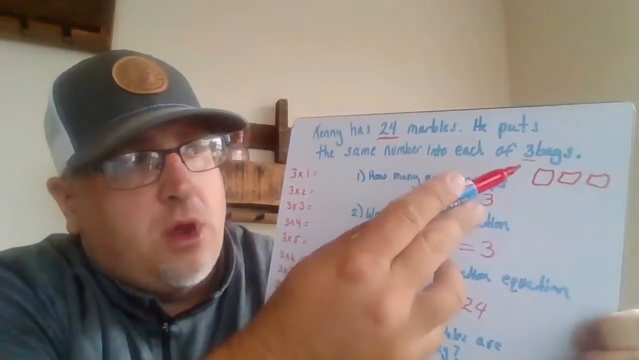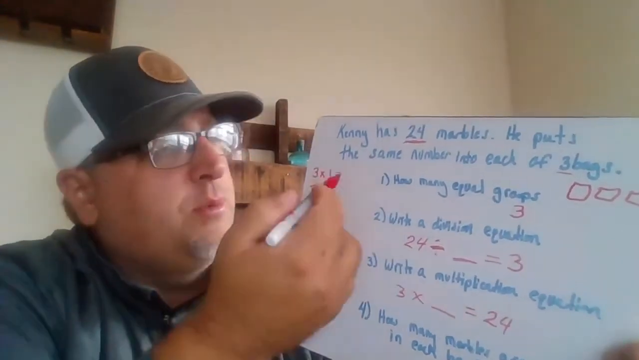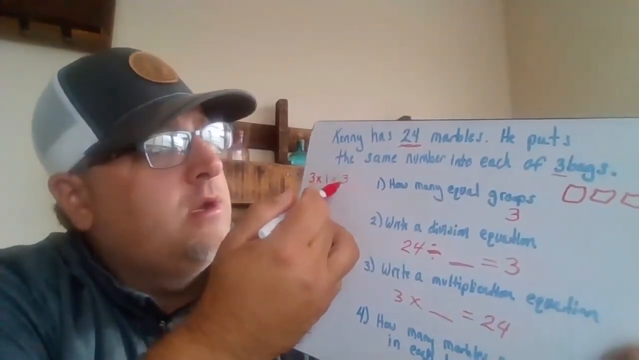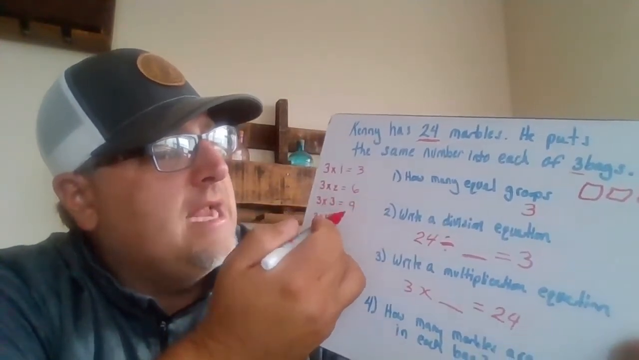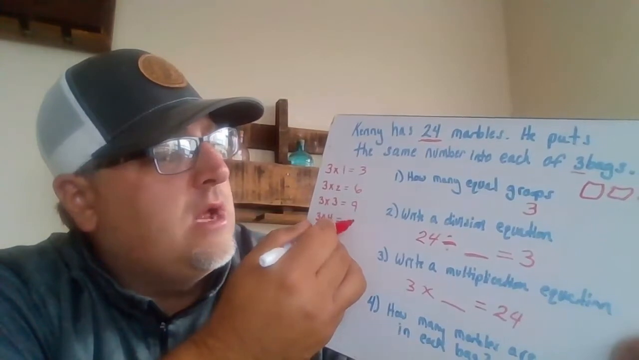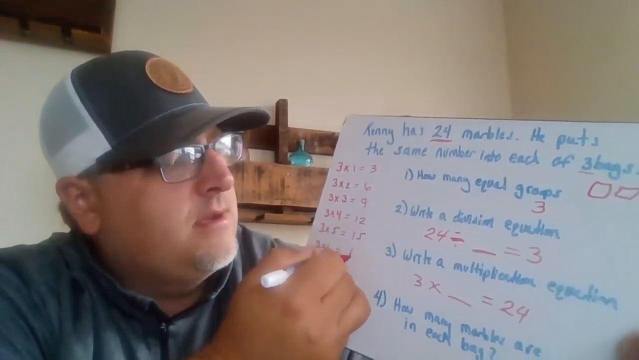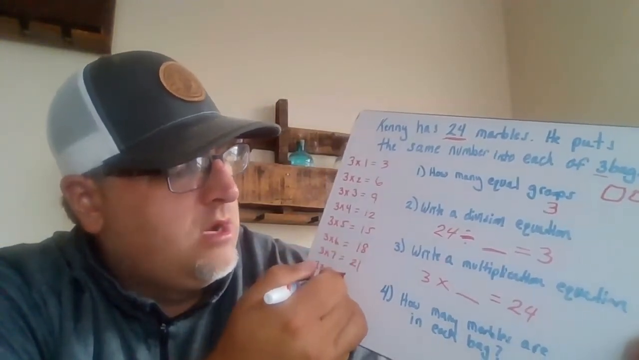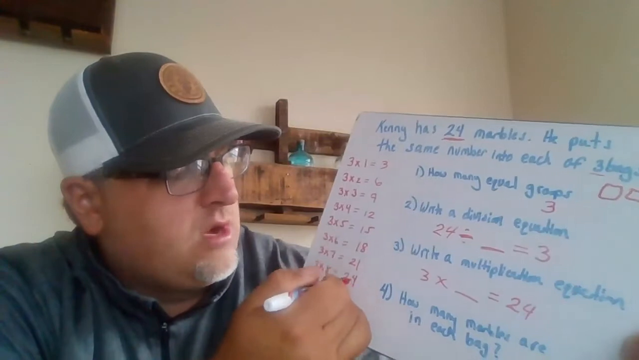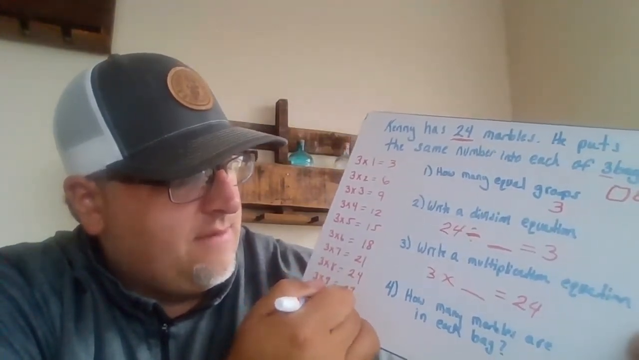We know our 3 is up there. That's kind of telling us to write out our facts of 3. So 3 times 1 is 3. 3 times 2 is 6. 3 times 3 is 9. 3 times 4 is 12. 3 times 5 is 15. 3 times 6 is 18. 3 times 7 is 21. 3 times 8 is 24. 3 times 9 is 27. And 3 times 10 is 30.